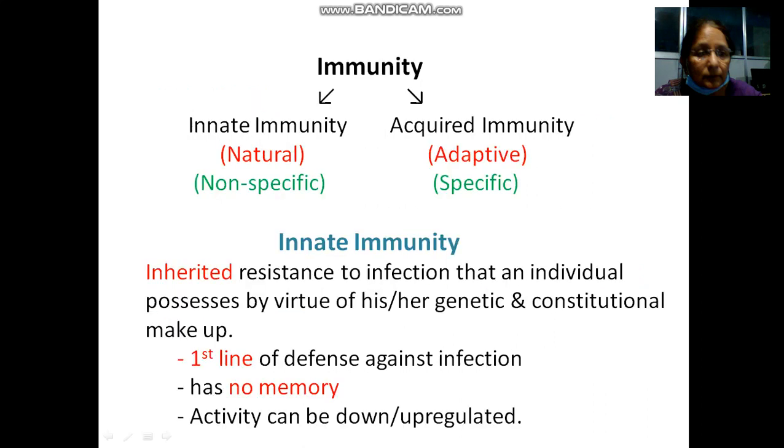Immunity is of two types, innate immunity and acquired immunity. Innate immunity is natural and it is non-specific. And acquired immunity is adaptive and it is very specific.